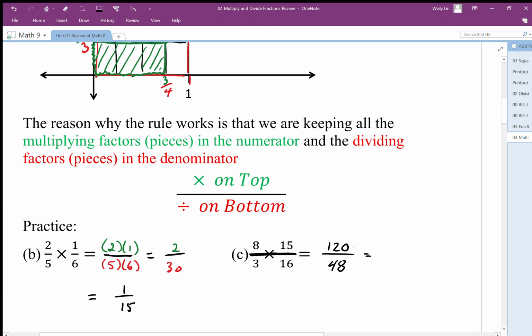We can then simplify the common factors. In this case here, there's a common factor of 12. In fact, there's a common factor of 24. So 24 times 5, 24 times 2, and then we end up with the simplified fraction of 5 over 2.